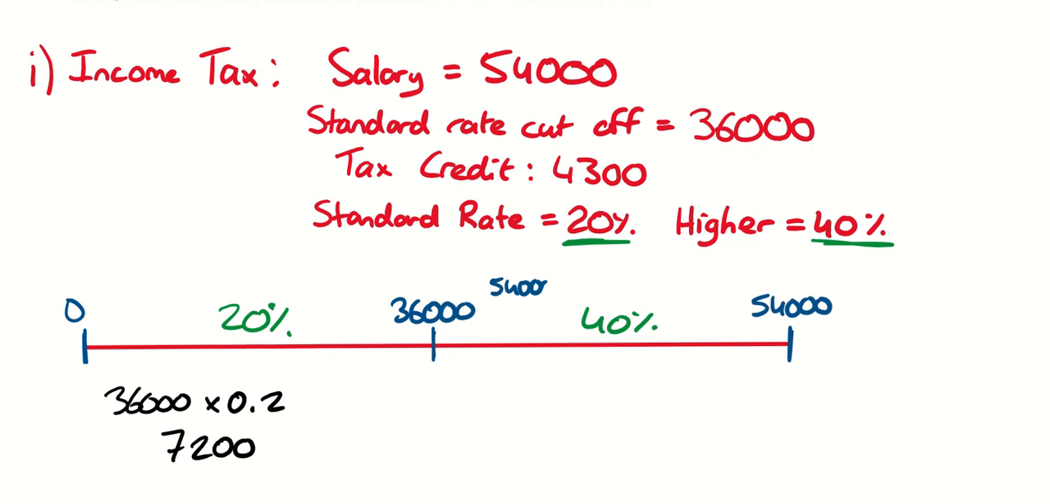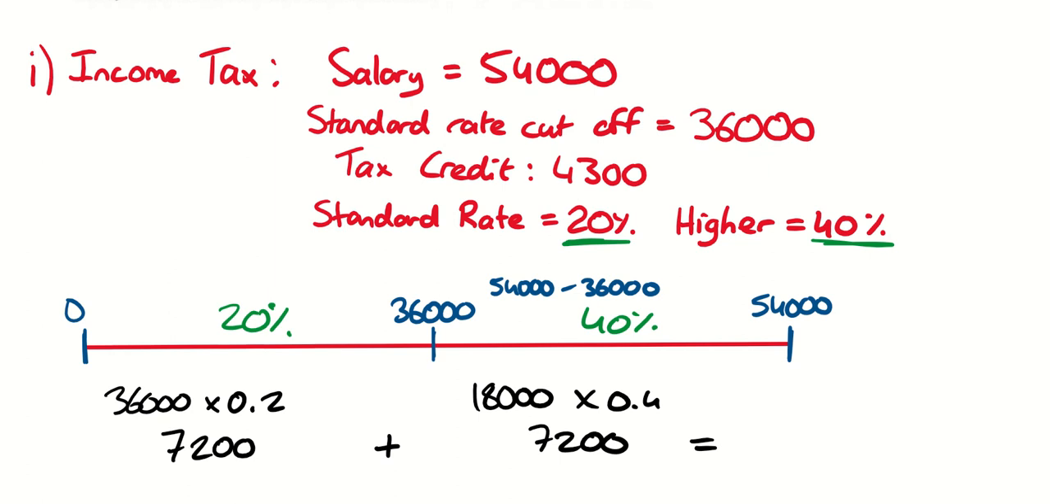Okay, then to work out this next part, we need to find the difference between 36,000 and 54,000. So we do 54,000 minus 36,000, and we get left with 18,000. So we have 18,000, and that is taxed at 40%, so times 0.4, which gives us, again, 7,200. Okay, just by chance. But then to get his total income tax, you add the two of them together, and you'll get 14,400. Okay, and that is what we call the gross tax. So it's a lot of money, it's gross to have to pay it. So that's the total tax.